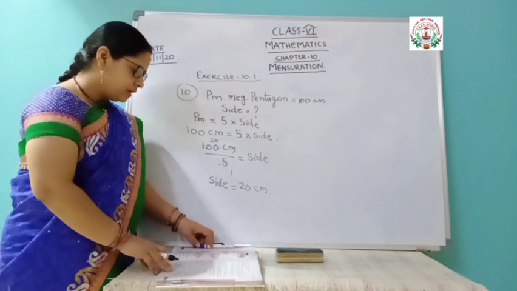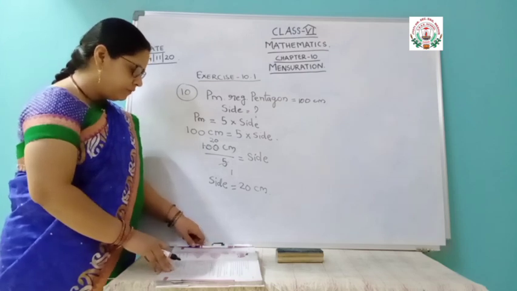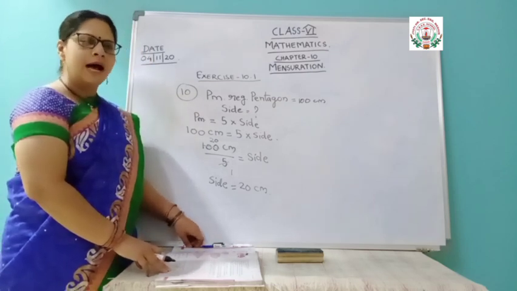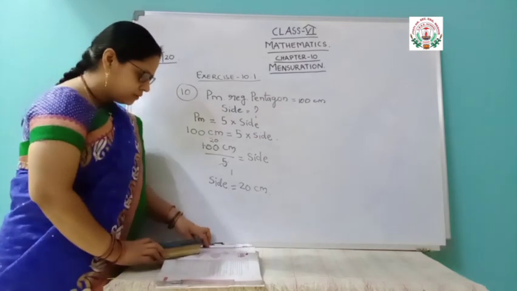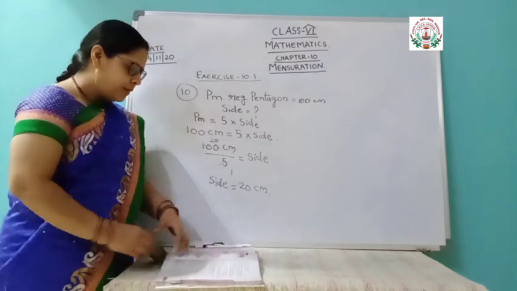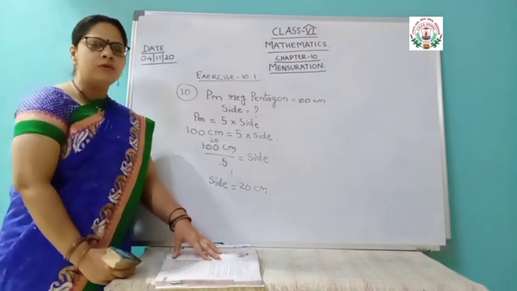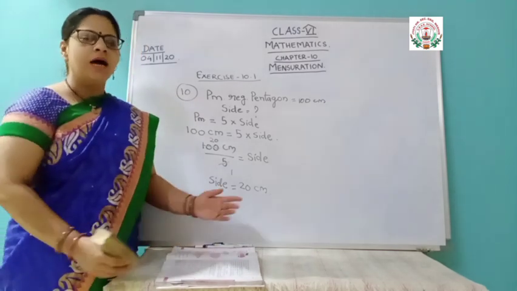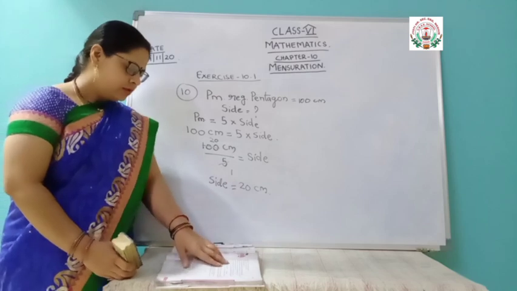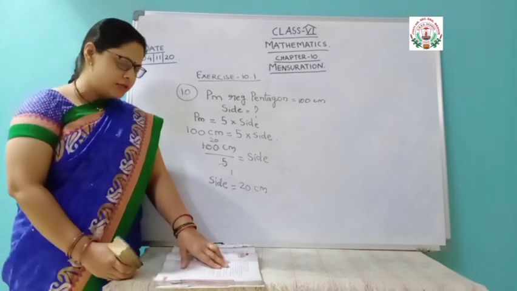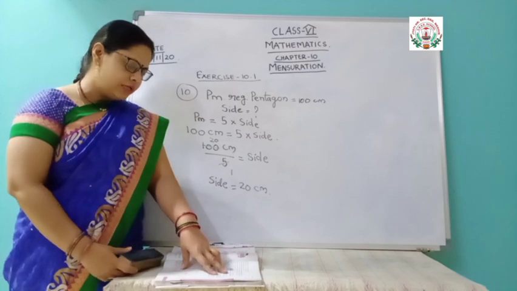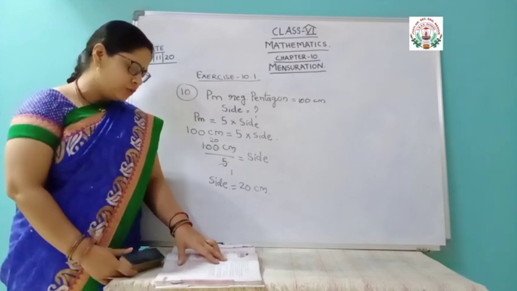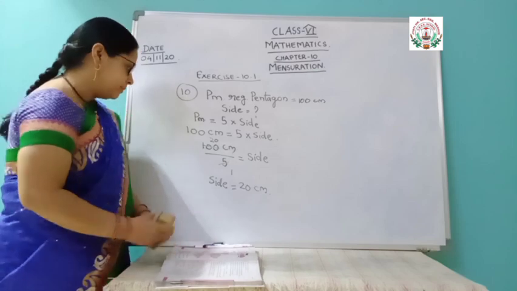Next is question number 11. It is also in the same way, but the way of asking is a little different. So, see what the question is asking here. A piece of string. String you know? String means तार. एक लंबा तार है. And the length of that string is 30 centimeter. What will be the length of its each side if the string is used to form a square?